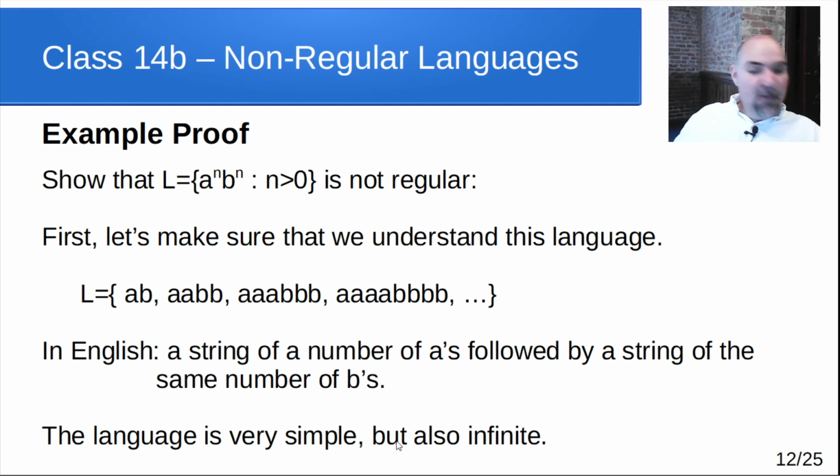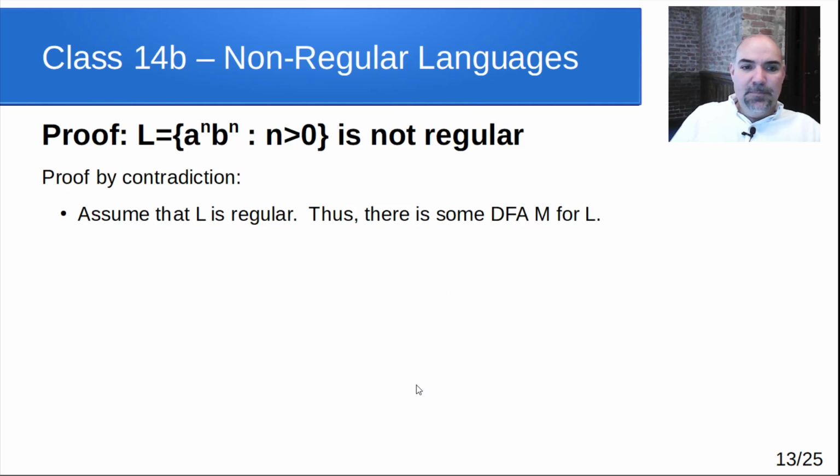So in English, that would be a string of a number of a's followed by a string of the same number of b's. So the language is very simple. It's also infinite. So it's a candidate for being not regular, but we don't know that it is yet. This seems like we should be able to make a DFA for this. It seems very simple. But let's prove that it is actually non-regular. All right, so that proof is going to look like this. It's going to be a proof by contradiction.